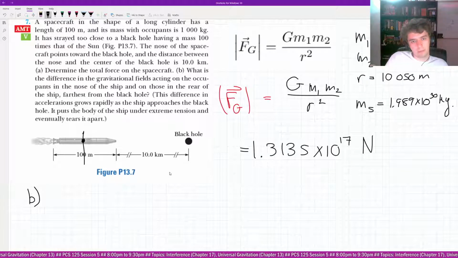Okay. Part B. What is the difference in the gravitational fields acting on the occupants in the nose of the ship and on those in the rear of the ship, farthest from the black hole?